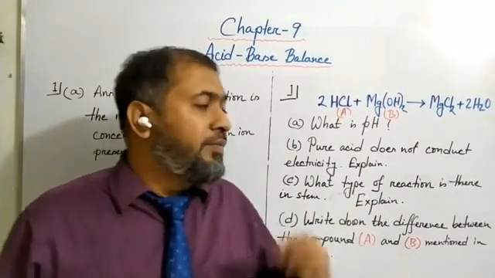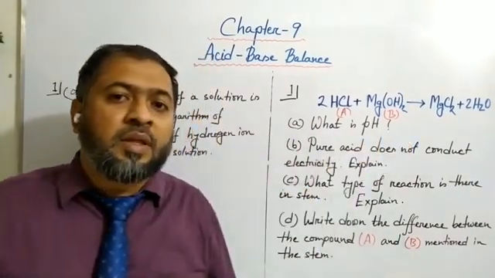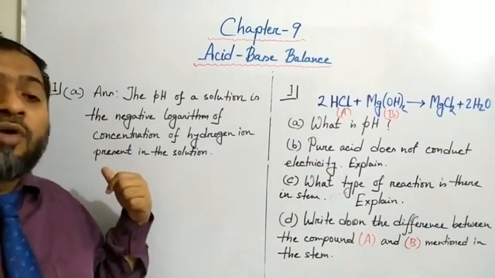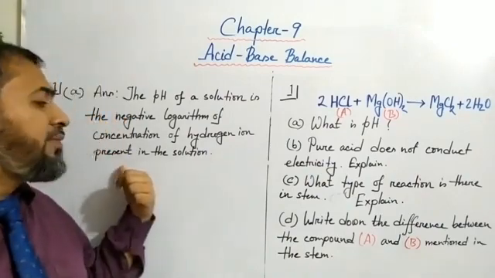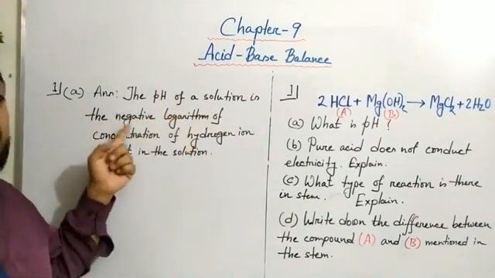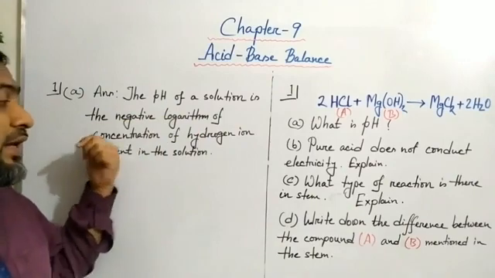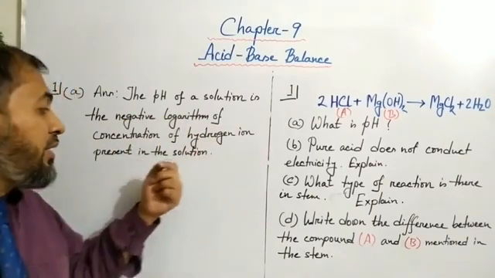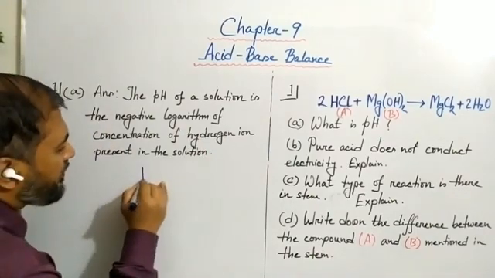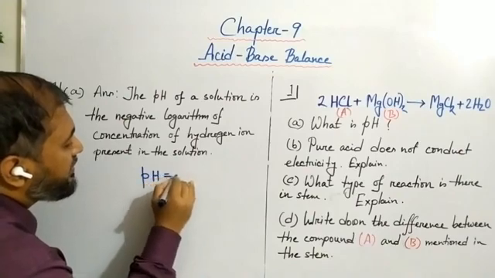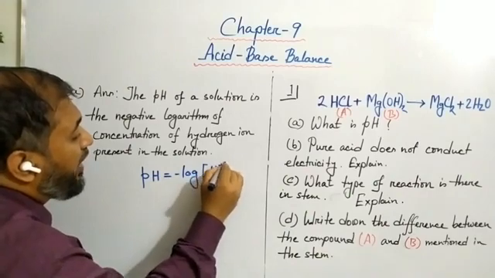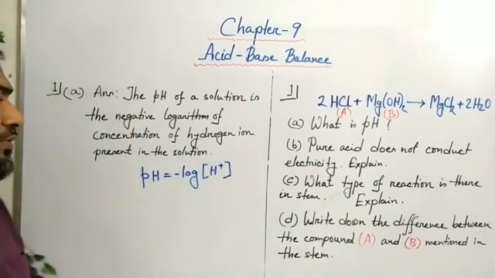Now come to question A. What is pH? You can see the pH of a solution is the negative logarithm of the concentration of hydrogen ion present in the solution. Now I'm going to write it down: pH is minus logarithm of the concentration of proton ion present in the solution.